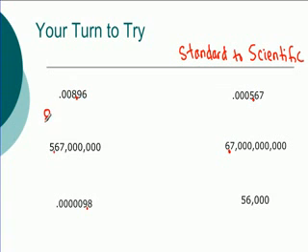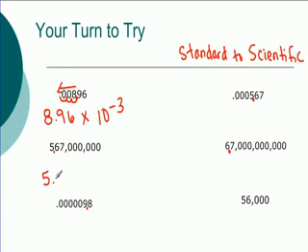So we already know that this has to be 8.96 times 10 to the something. Well, if the decimal point has to be here, it took us 1, 2, 3 spaces to get to that decimal point in the negative direction, so it's -3.